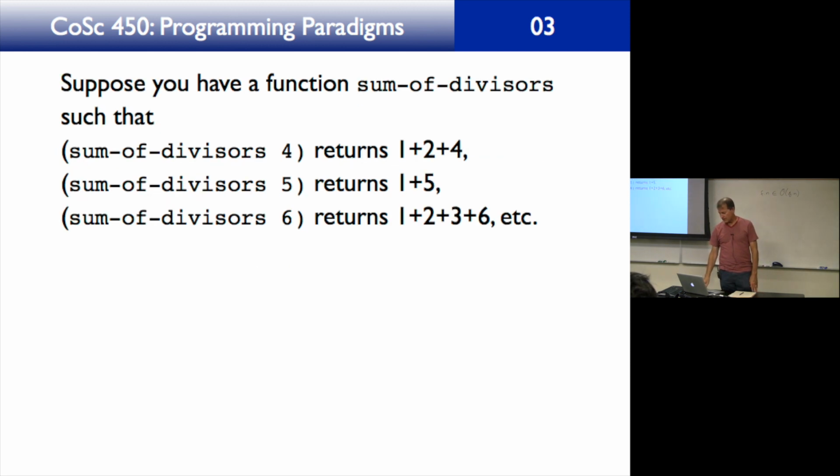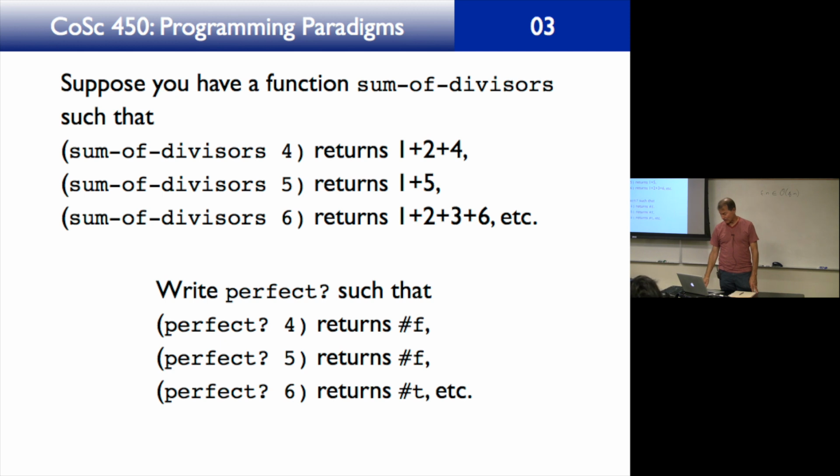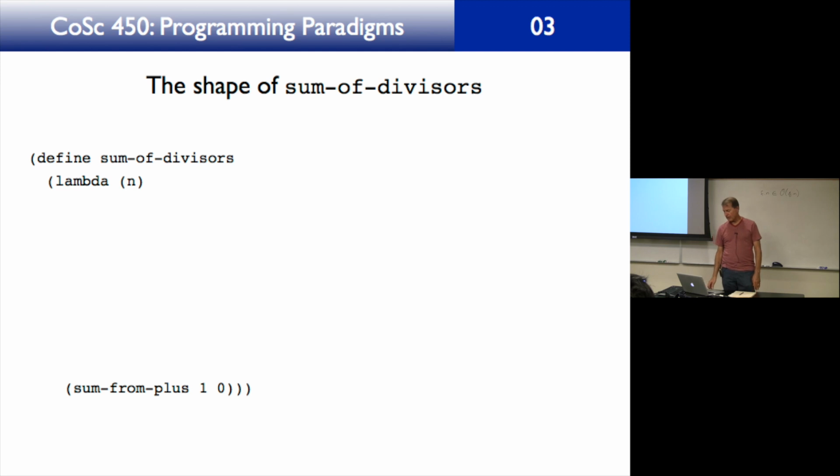And then we said, suppose you have a function sum of divisors that returns the sum of the divisors of a number n, and it has one parameter. How would you write perfect, such that perfect 4 returns false, perfect 5 returns false, but perfect 6 returns true, etc.? And what you would do is write a one-liner.